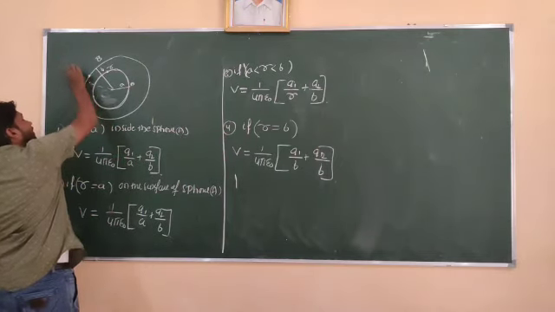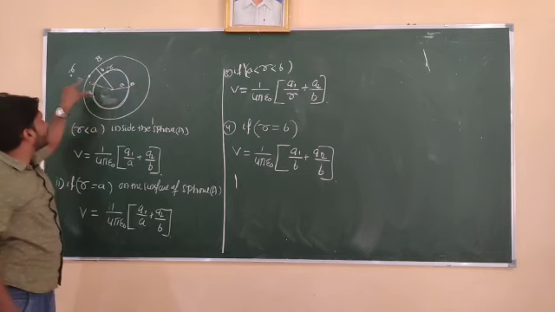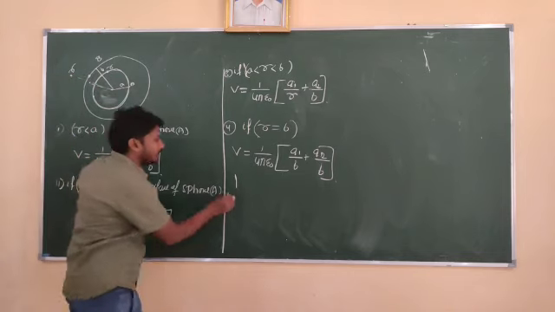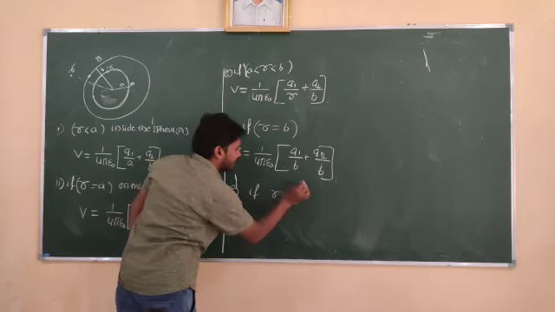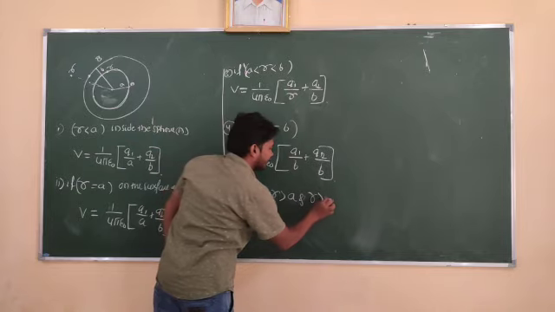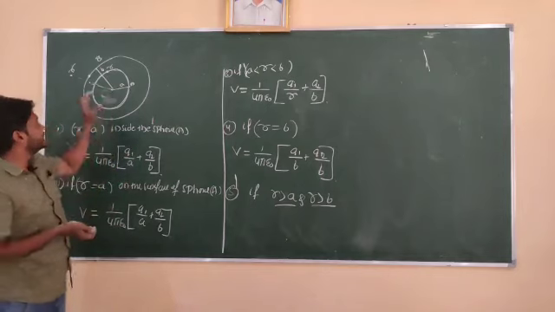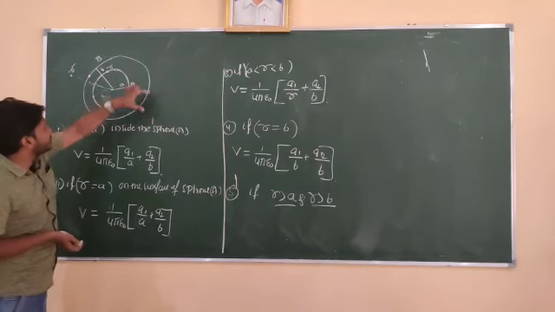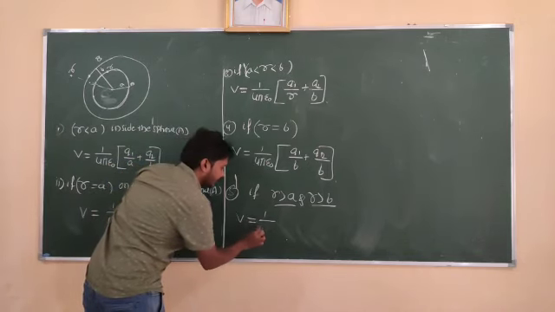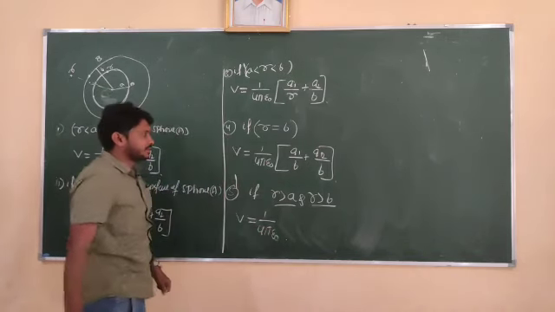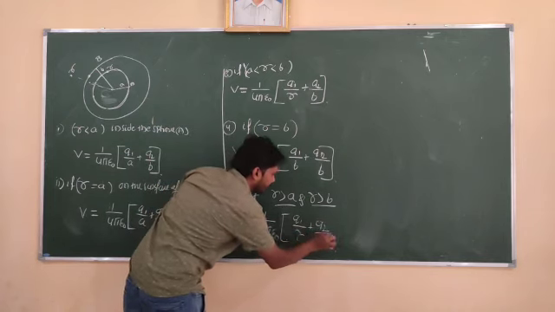Suppose the point of observation is outside the outer sphere as well as outside the inner sphere. Next I will consider if r is greater than a and r is greater than b. In these two situations the point of observation is outside the inner sphere as well as outside the outer sphere. In that situation V is equal to 1 by 4 pi epsilon naught, Q1 by r plus Q2 by r.